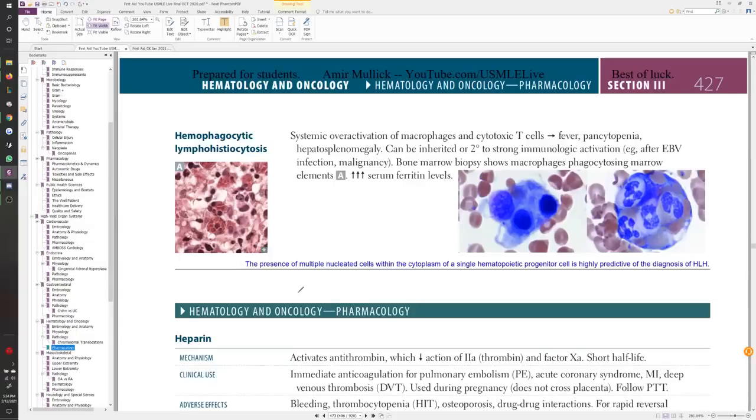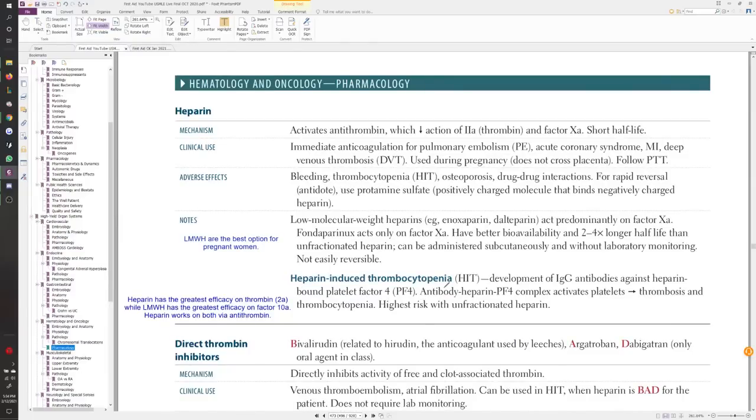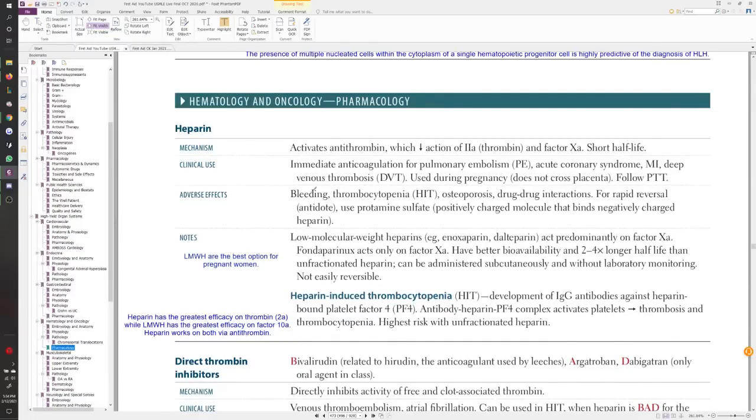Let's look at heparin too, right? Heparin is a very high yield question regarding HIT, heparin-induced thrombocytopenia. What does heparin do? It just activates antithrombin, which kills thrombin, factor 2A. It also kills factor 10A, but we never really talk about that too much, which is kind of dangerous because you can get a question where 2A might not be an answer choice, then you pick 10A as the answer choice. Heparin has a short half-life, but it does its job in the short half-life.